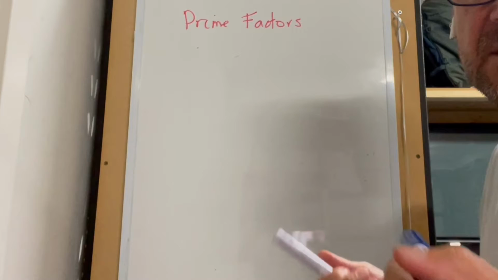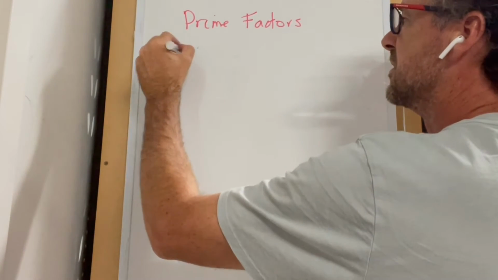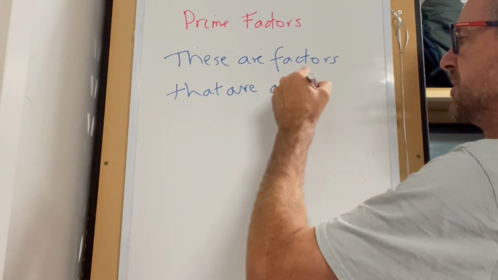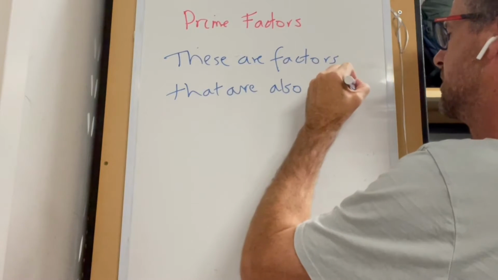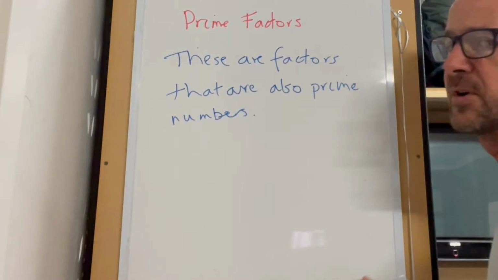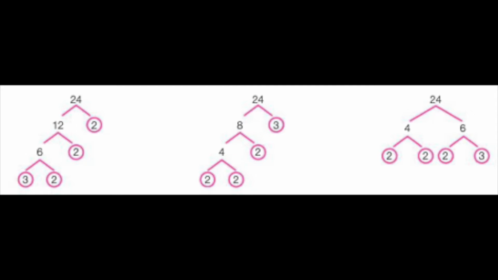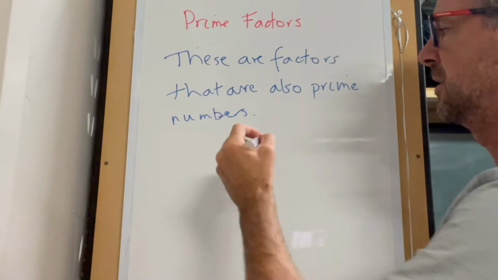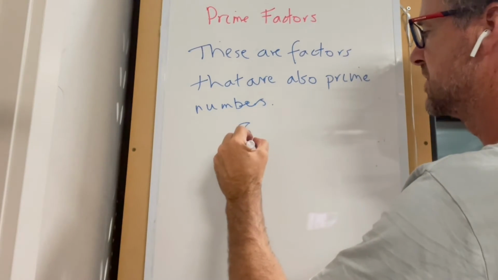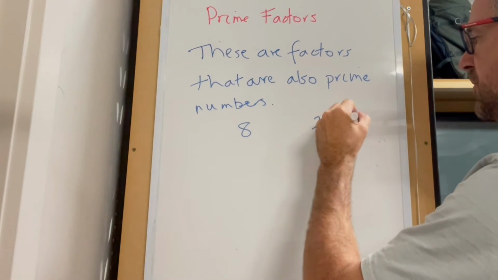Now let's look at prime factors. Simply, prime factors are factors that are also prime numbers. Importantly, we can express all numbers as a multiplication of their prime factors. For example, the number 8 can be expressed as 2 times 2 times 2.